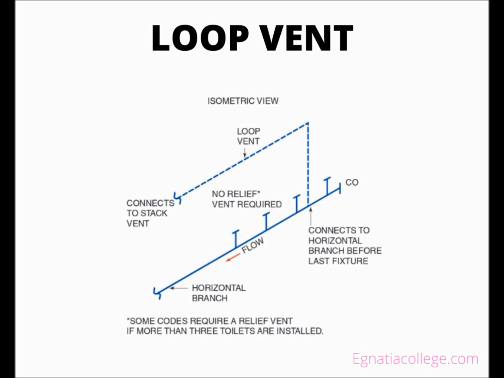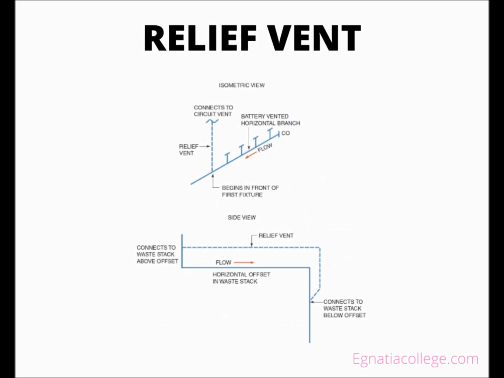Most codes do not require a relief vent to serve a loop-vented horizontal branch because it loops back and connects to the stack vent instead of the vent stack. No other fixtures discharge into a stack vent above a loop vent connection. Because the waste stack no longer exists on the top floor, the loop vent can be connected to the stack vent instead of the vent stack. All sizing in code regulations are the same as those for a circuit vent. Some codes still require a relief vent on a loop-vented branch if more than 3 toilets are connected to the horizontal branch.